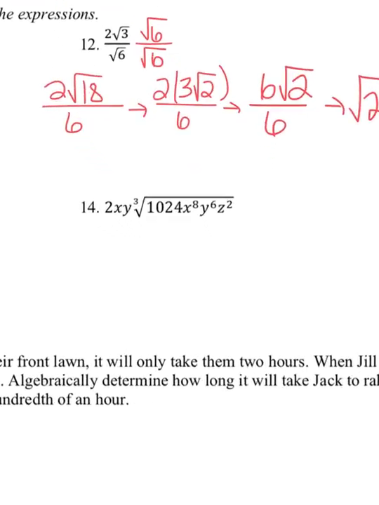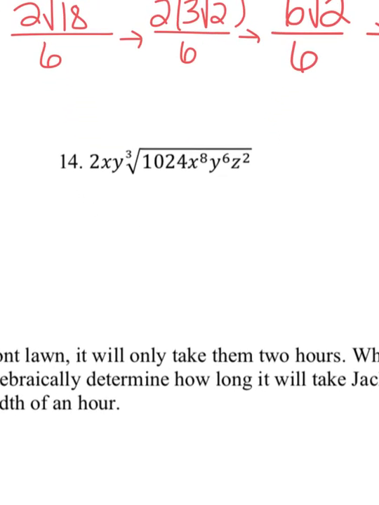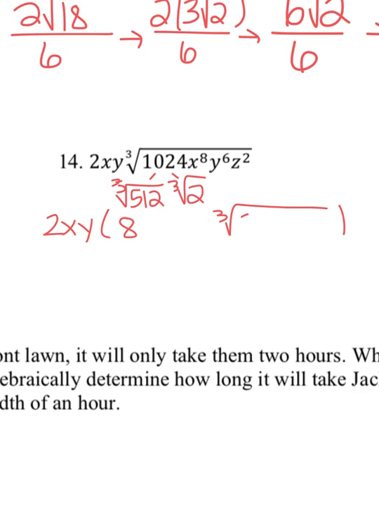For number 14, now it's the same thing, but it's a cube root. So we're going to do 2xy times something. The largest perfect cube that divides into 1024 is 512 times 2. The cube root of 512 is 8. I'm left with the cube root of 2. Leave yourself plenty of room.